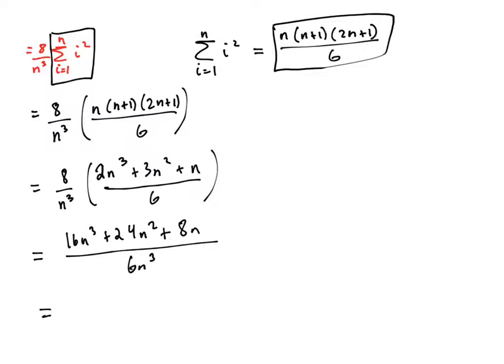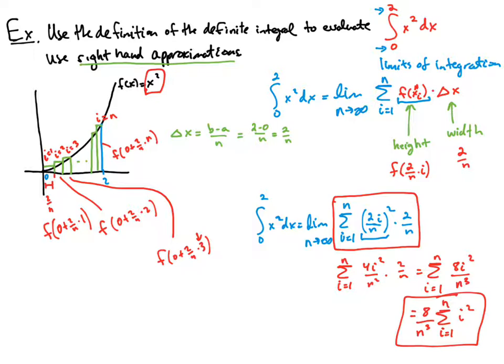And then I can simplify that a little bit farther. If I split these up into 3 separate fractions, I'm left with 16n cubed over 6n cubed, which is 8/3. When I look at 24n squared over 6n cubed, we're left with 4 over n. And then 8n over 6n cubed, we're left with 4 over 3n squared. Okay, so what did we do? We just evaluated what this sigma expression is equal to.